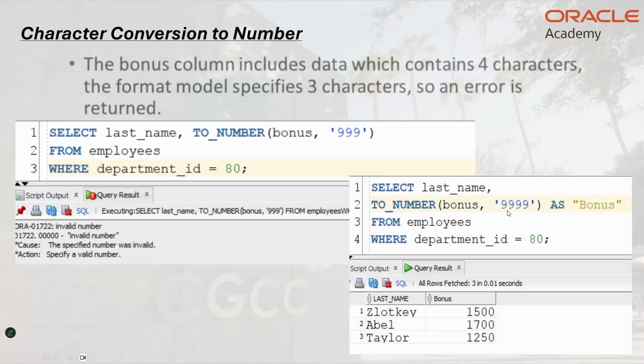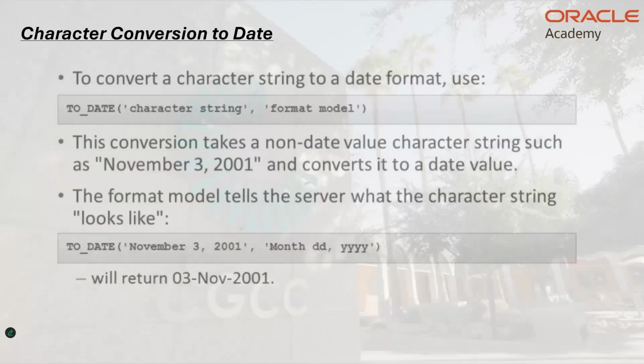So if we change that to 4 nines, then we would get an output. Okay, this would be the bonus, if that's the example. But just remember that, make sure you understand what's in that column. It's always paying attention to the data, et cetera, anyway.